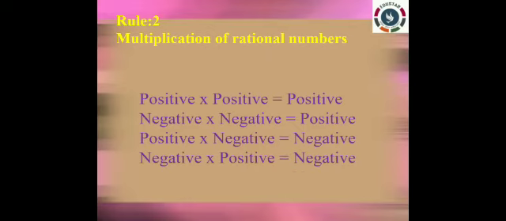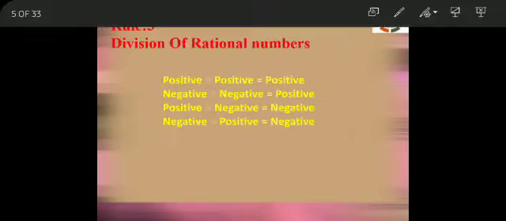If the signs are the same, the product of rational numbers is positive. If the signs are different, the product of rational numbers is negative. Let us see rule number 3, division of rational numbers.